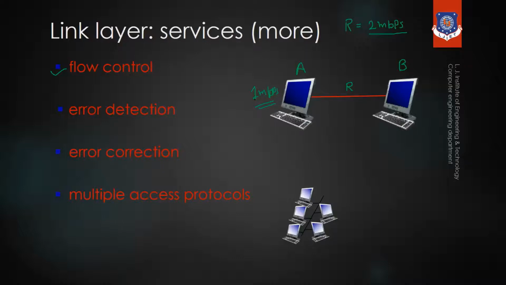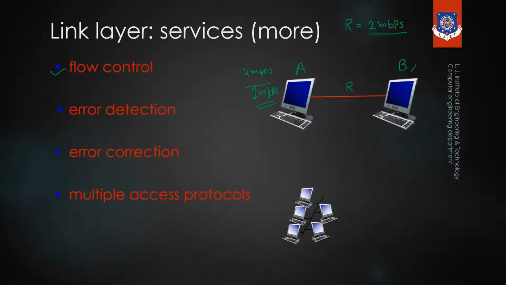But suppose device A wants to send data at 4 Mbps. Now there is a problem, right? Because the link can carry the rate at up to 2 Mbps, but the device wants to send 4 Mbps and there will be loss of data.